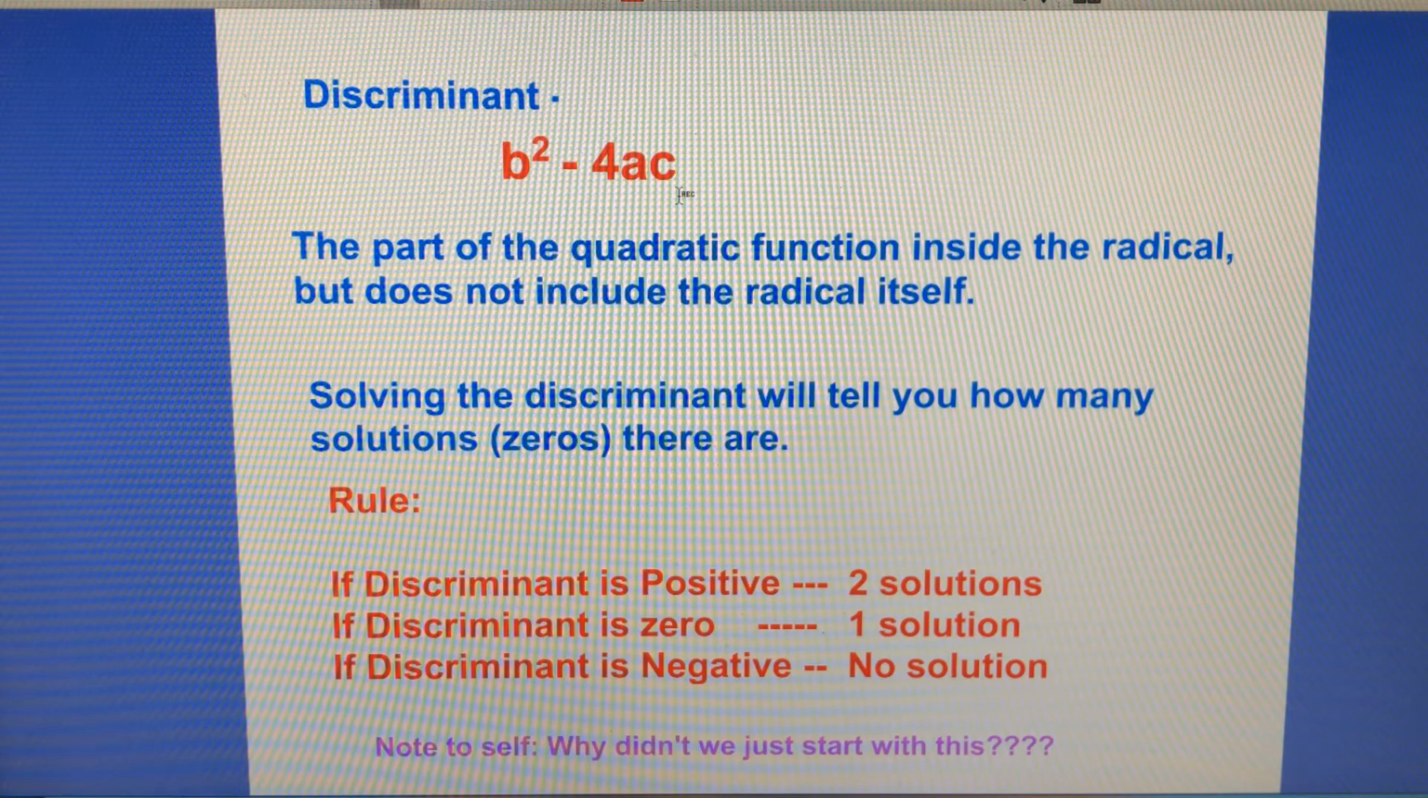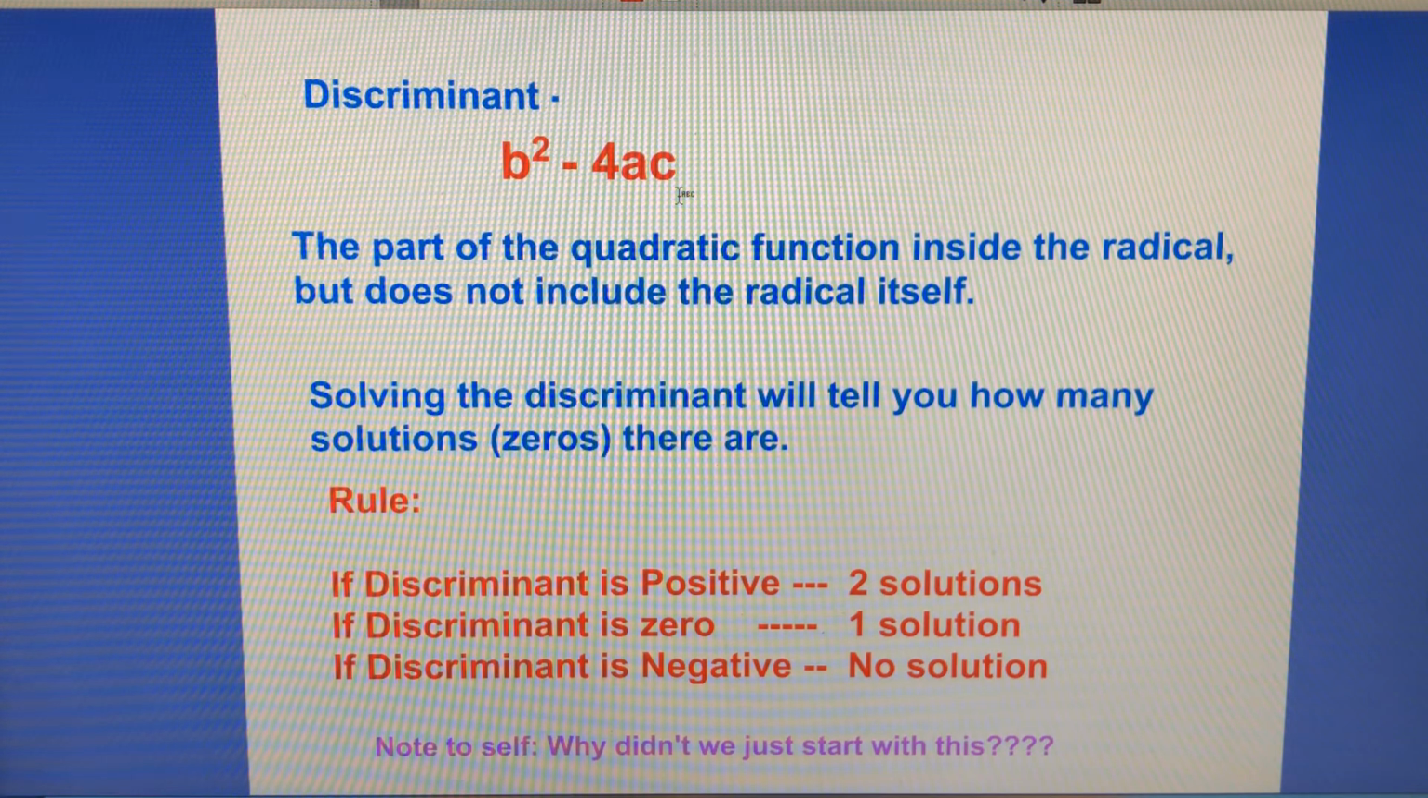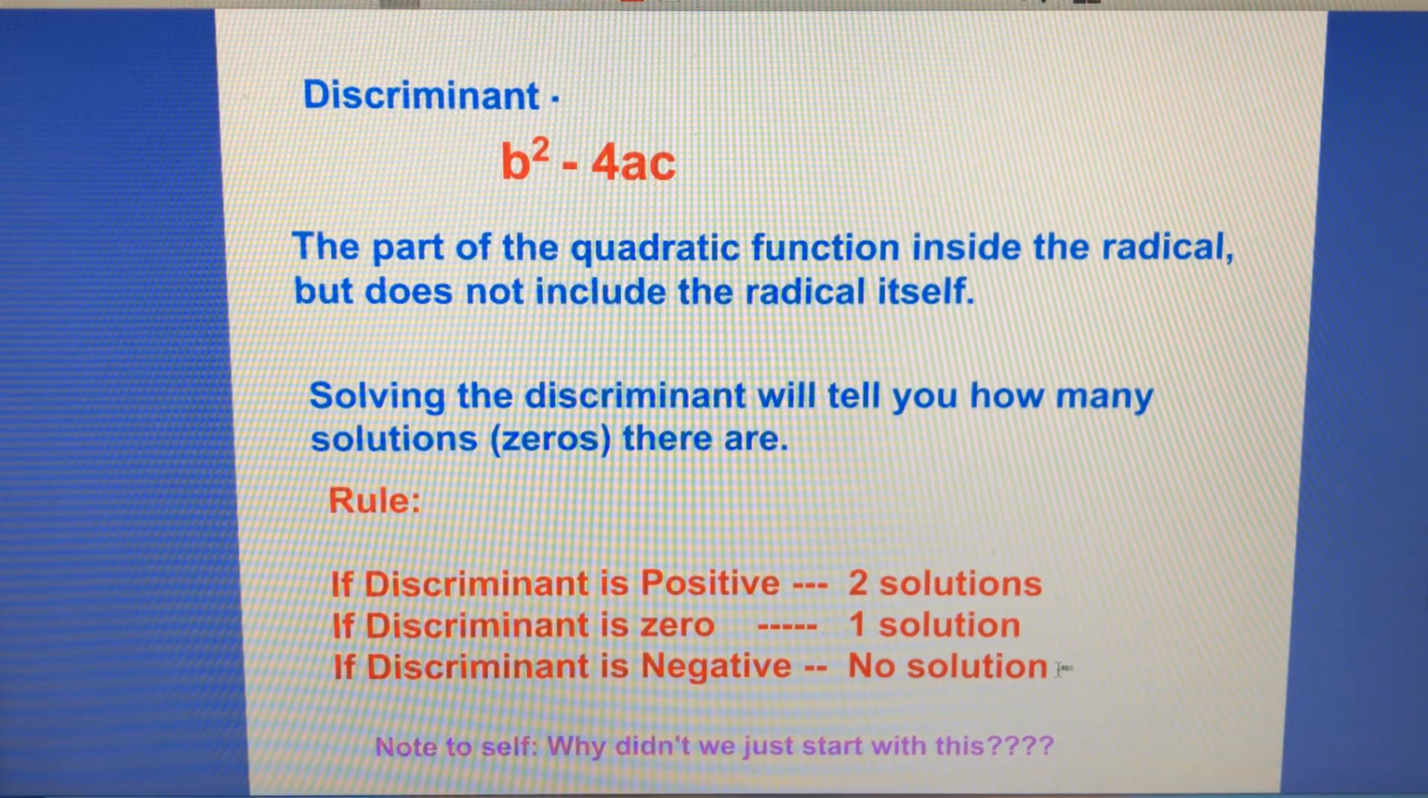So, if the discriminant is positive, you're going to have 2 solutions. If the discriminant is 0, you will have 1 solution. And if the discriminant is negative, you will have no solutions, and you don't need to solve the problem.